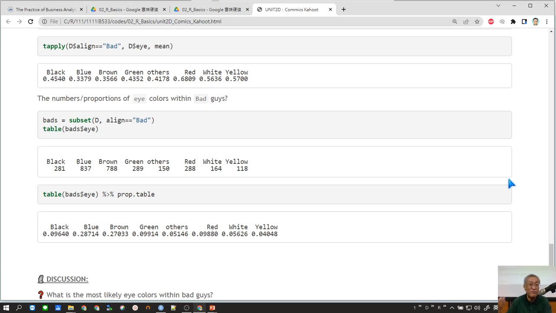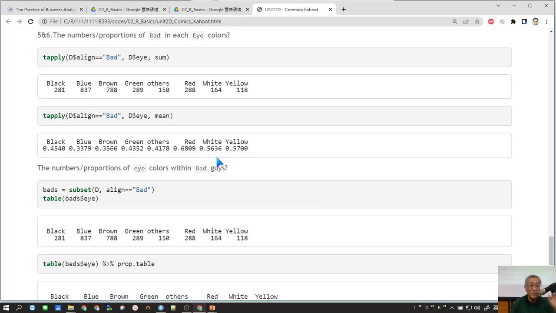Before that, let's review the last two questions in the Kahoot. The last two questions are the number and proportion of bad in each eye color, and we do it in t-apply. Now if I change the question, from the number and proportion of bad in each eye color to the number and proportion of eye color within bad.